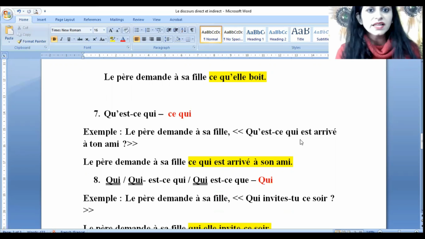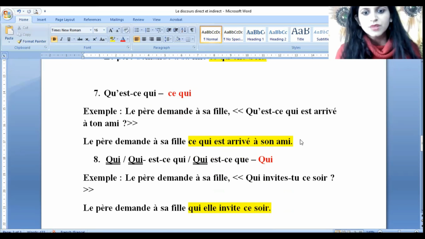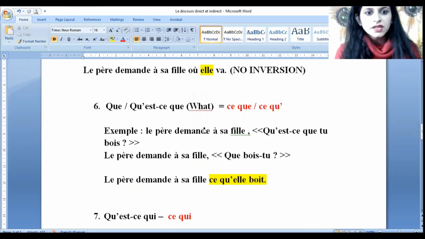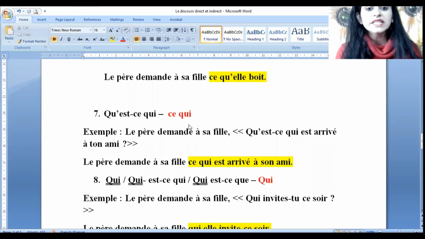When you're asking directly what happened to your friend, and when I'm narrating this, what happened to her friend? Her friend or his friend. Clear? So it becomes son ami. I hope it's clear. So with que or qu'est-ce, it was ce que, and with ce que you have an option to make it qu' with an apostrophe. But when you write ce qui, we never make it an apostrophe. Do remember that. Do keep a note of that.